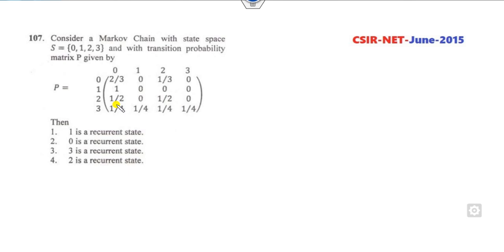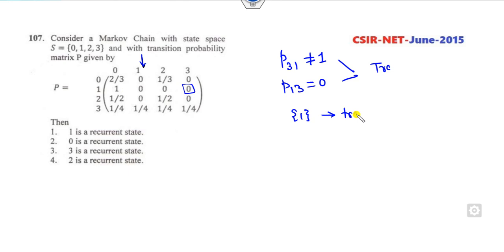Okay, look at that recurrent. Now you can see again, there is only one column. The position is P31, which is non 1. Is P13 a 0? Then you can say this column is my transient. Look at 13. 13 is 0. So it means this one is my transient. So 1 is recurrent, cancel out B. Any other, look at this last column.